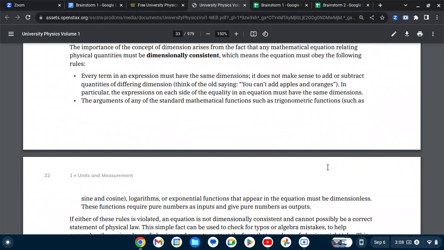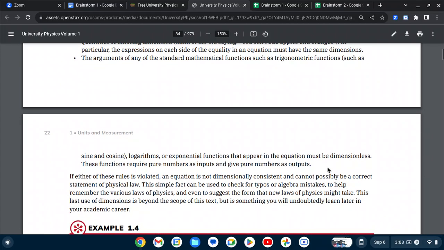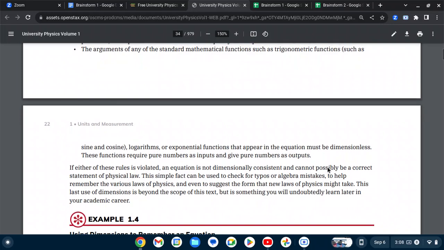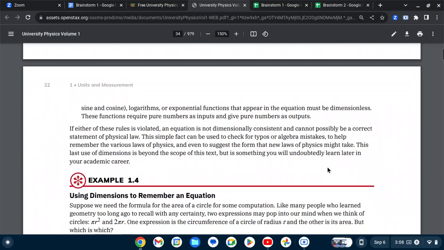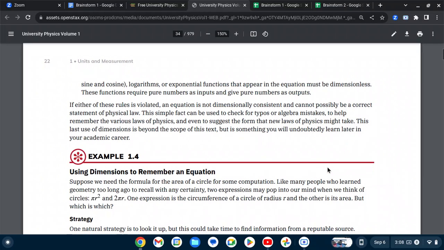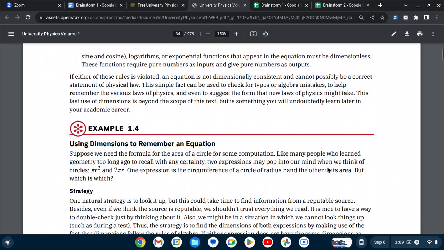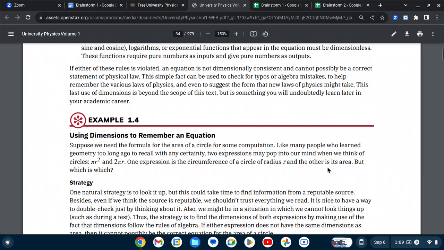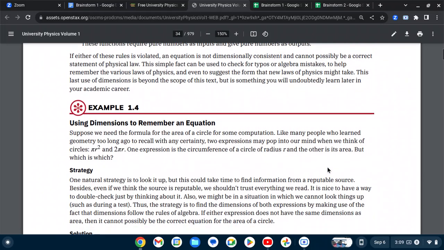Every term in an expression must have the same dimensions. It does not make sense to add or subtract quantities of differing dimensions. In particular, the expressions on each side of the equality in an equation must have the same dimensions. The arguments of any standard mathematical function, such as trigonometric functions, logarithms, or exponential functions that appear in the equation must be dimensionless. These functions require pure numbers as inputs and give pure numbers as outputs.